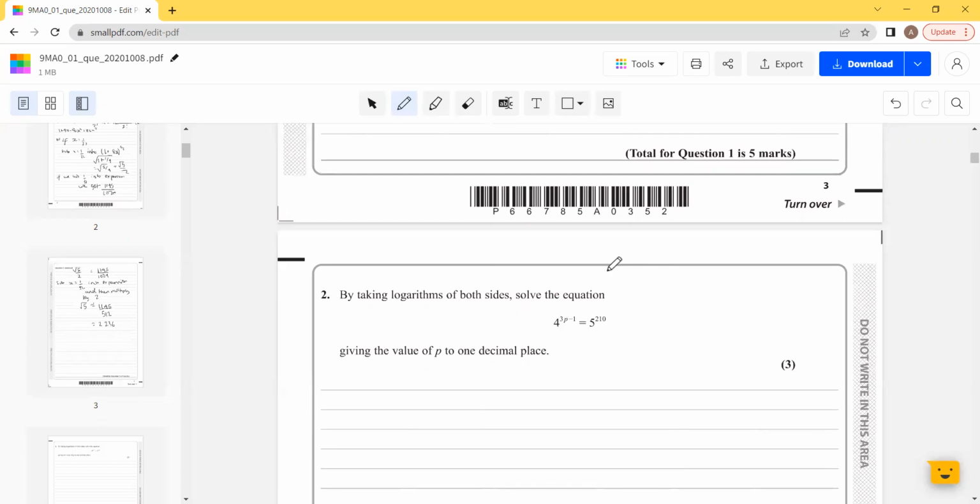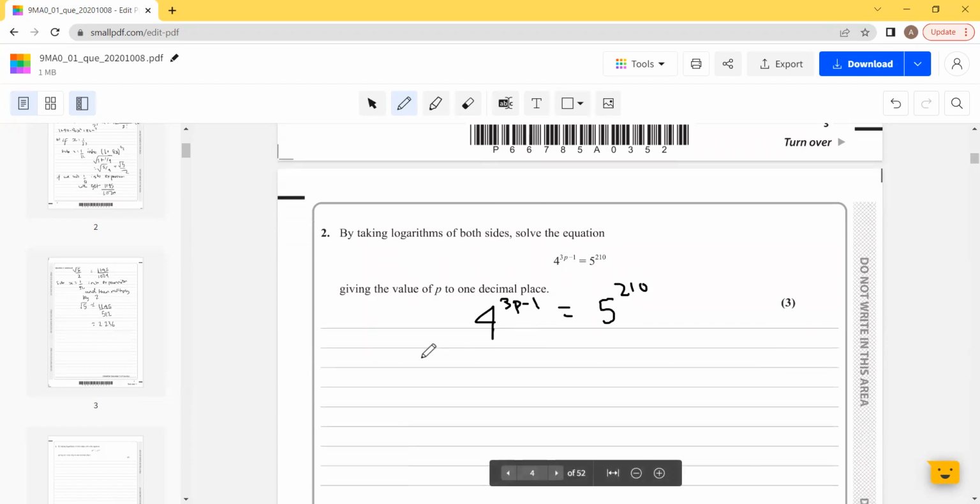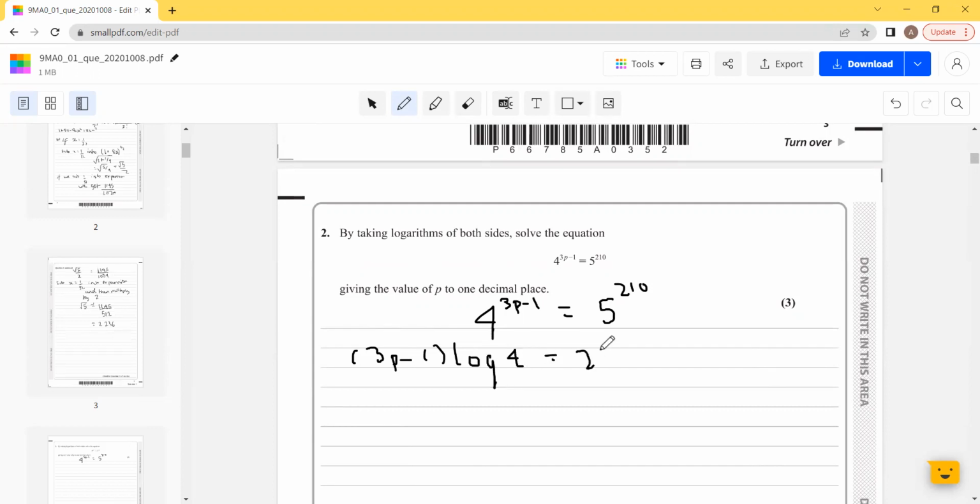Okay. Question 2. By taking logarithms of both sides, solve the equation 4 to the power of 3p minus 1 is equal to 5 to the power of 210, giving the value of p to 1 decimal place. Okay, so 4 to the power of 3p minus 1 is equal to 5 to the power of 210. If I take the log of both sides, I get (3p minus 1) log 4 is equal to 210 log 5.